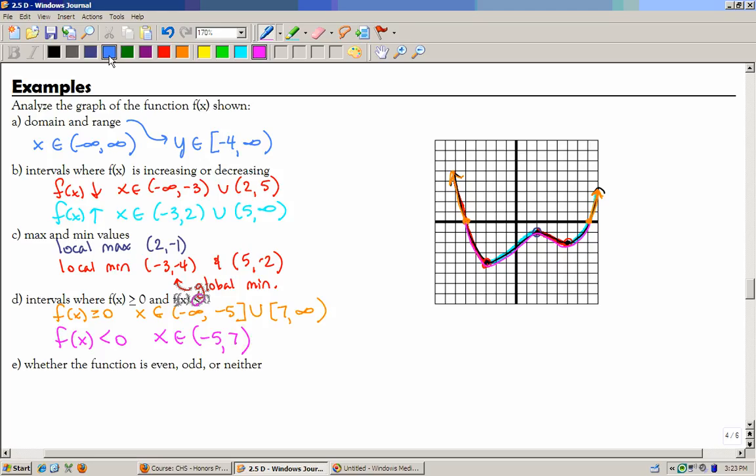Whether the function is even, odd, or neither, you want to determine if it's symmetrical over the y-axis, which this one is not, so it's not even. You want to see if it has a pivot point around 0, and if it's symmetrical over the origin, it is not, so that means it is neither an even nor an odd function.